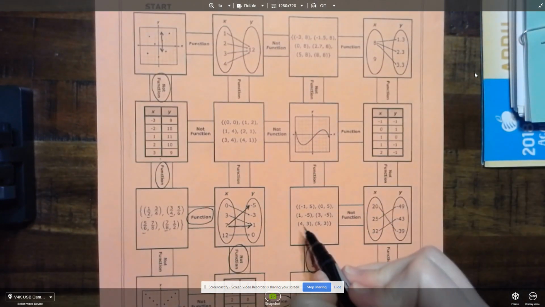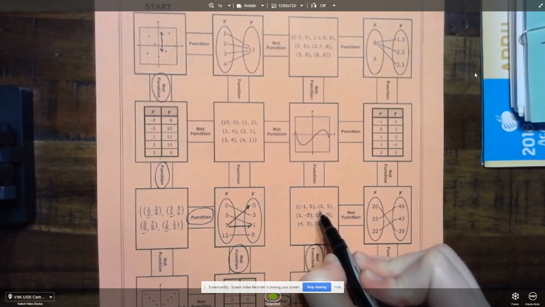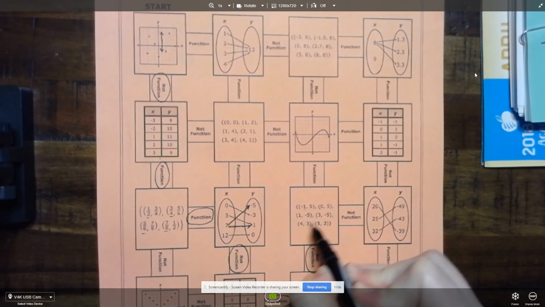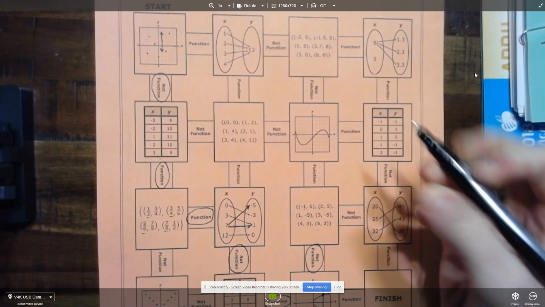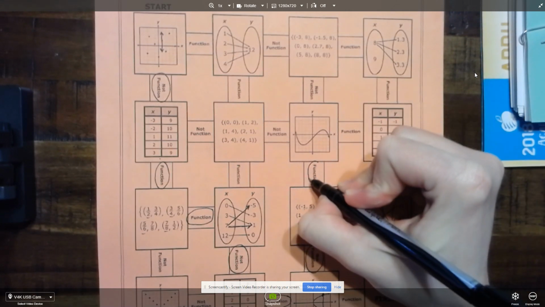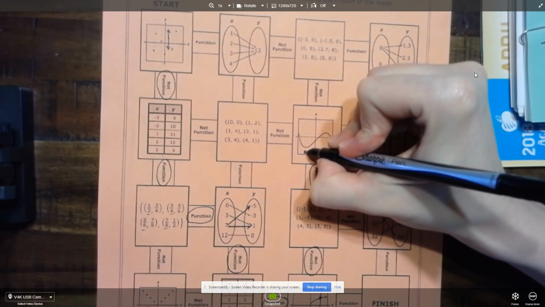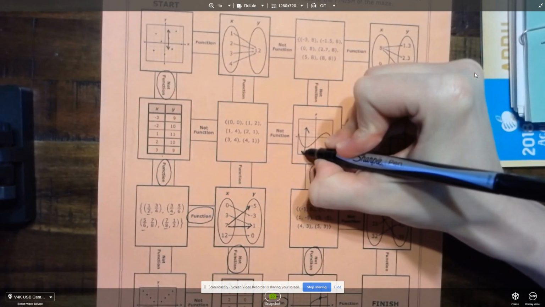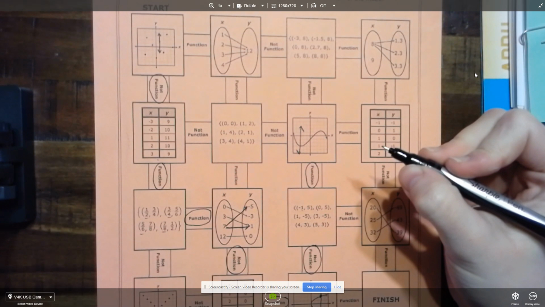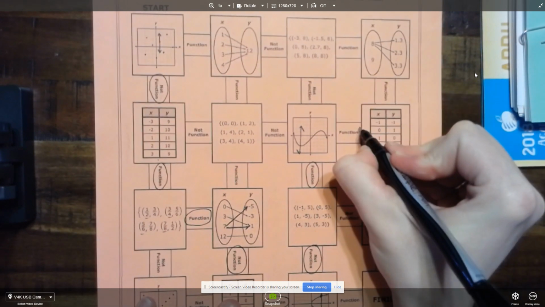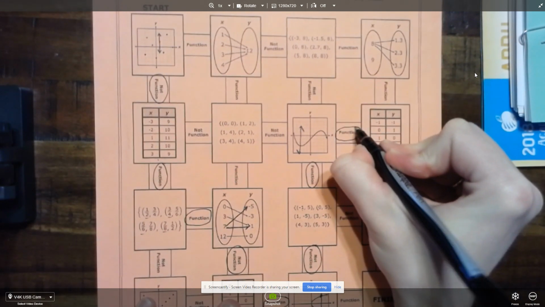And then now we have ordered pairs again. So we've got -1, 0, 1, 3, 4, and 5. So none of my x's repeat. So that one is a function. I've got another graph here, and no matter where I draw on the graph a vertical line, it's only going to touch the graph one time. So that one is a function.